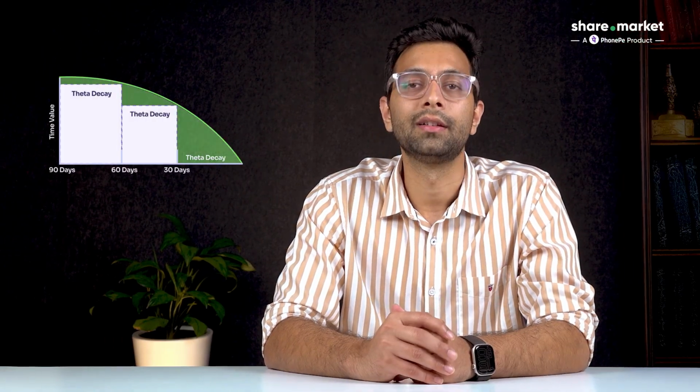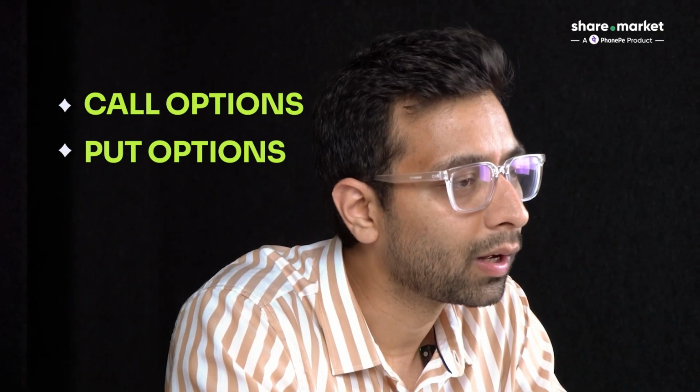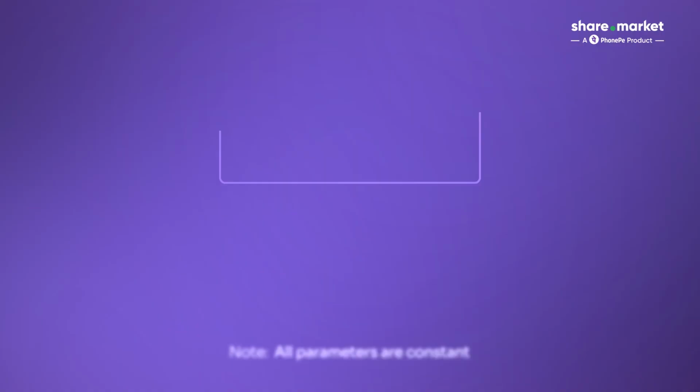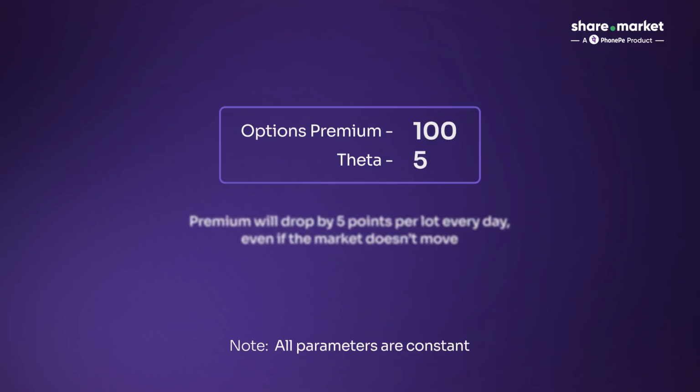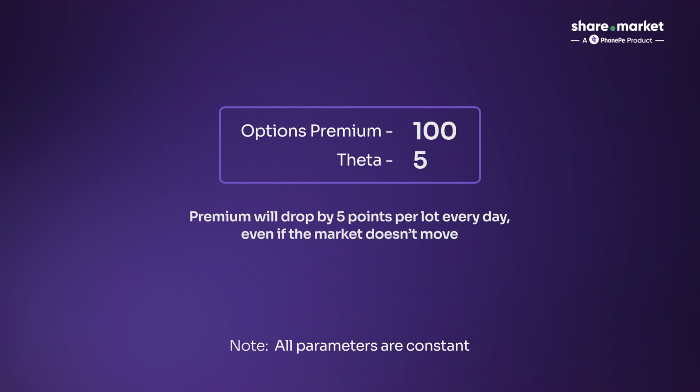Now let's talk about theta, the clock. Theta measures how much value an option loses as time passes, assuming everything else stays constant. Both calls and puts lose value as expiry approaches. For example, if an option premium is 100 and theta is 5, the premium will drop by 5 points per lot every day, even if the market doesn't move.